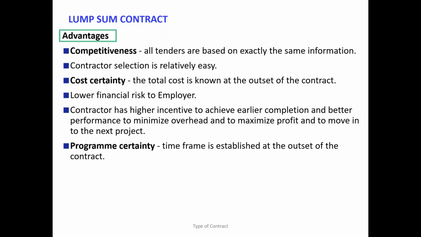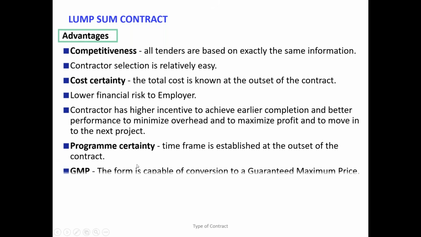Now let me ask you a reverse gear question. If you don't define the scope of work, is it possible to give time certainty? No, not possible. That is one of the advantages of the lump sum contract. Cost certainty is there. GMB, for the time being, let's not discuss it. You will understand in the next class what the GMB is. So for the time being, leave it. After you learn the GMB, when you come back and read this, you will understand.